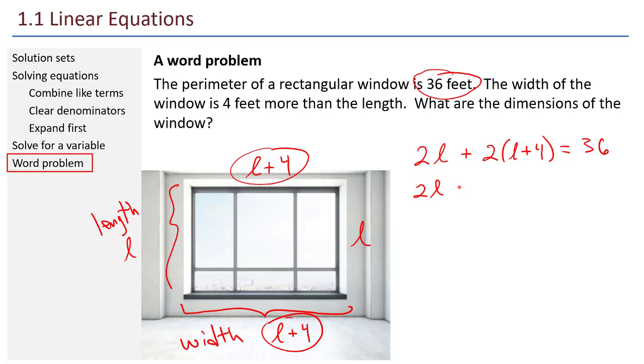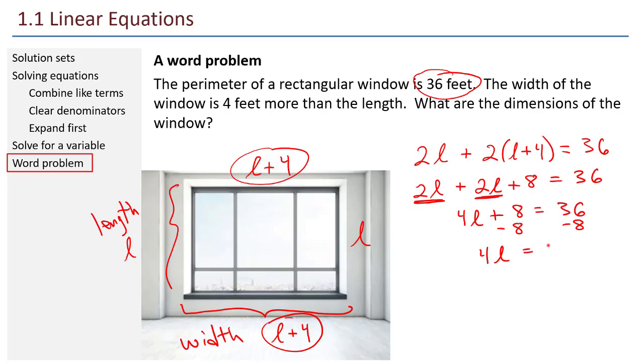So 2L plus, distribute the 2, 2L plus 8 equals 36. Let's combine like terms. I have a 2L and a 2L, so that becomes 4L plus 8 equals 36. Let's combine the like terms of our constants. We'll put them on the other side, so on the right-hand side. So by subtracting 8 from both sides, that gives me 4L equals 28. Now I can divide both sides by 4, and that leaves me L equals 7.